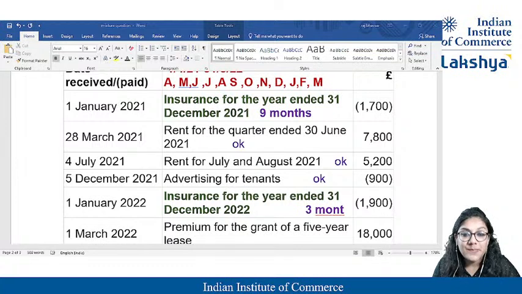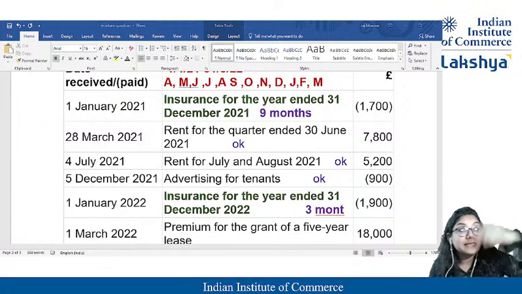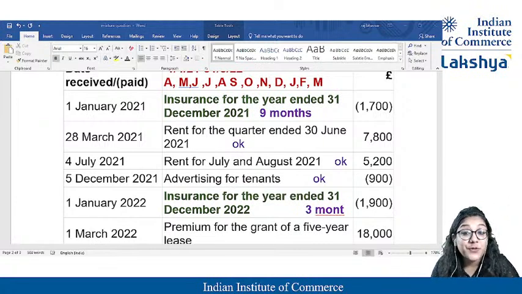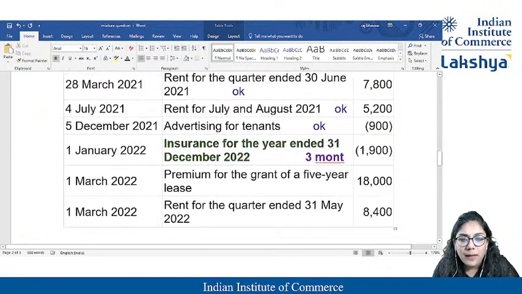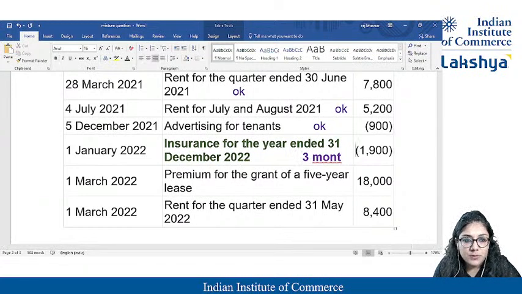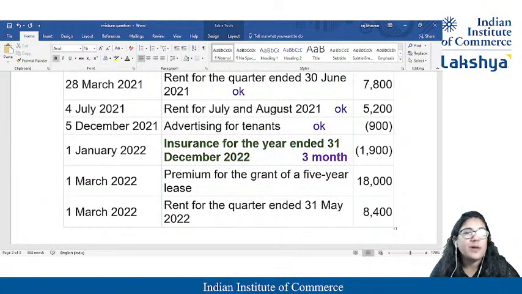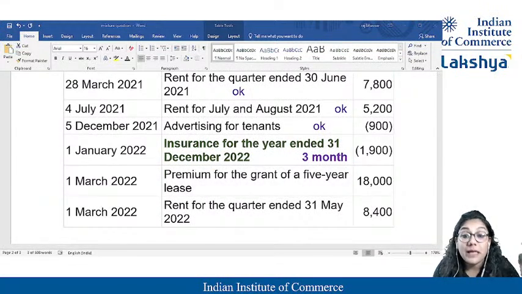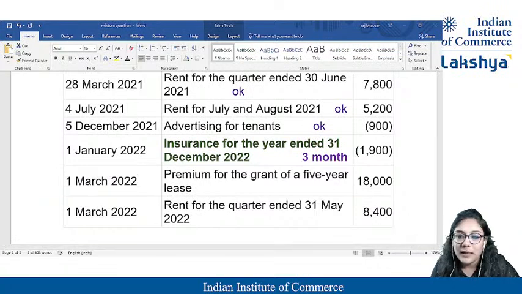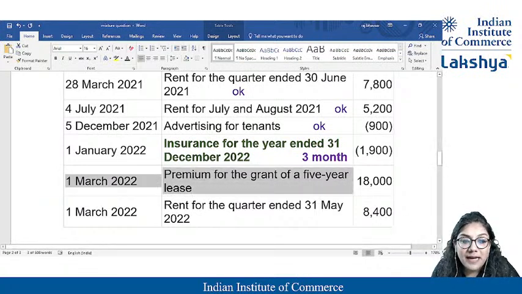That means we have to book the expenditure for the current year itself, and not for the previous year or the upcoming years, because it is on an accrual basis. Now, over here, 3 months only I'll consider. I'll not consider anything more, because upside I have already completed 9 months. Now on 1st March, the last month of our accounting year, the March end: premium for the grant of the lease.